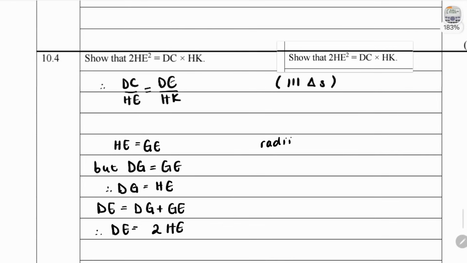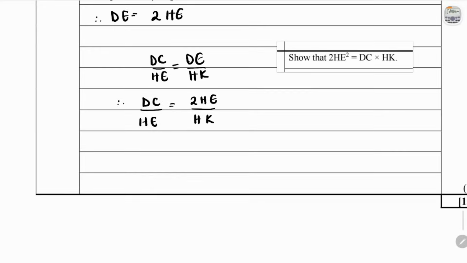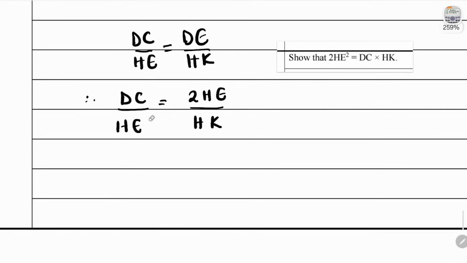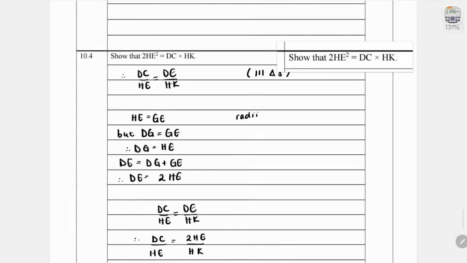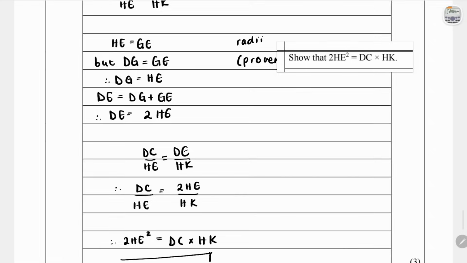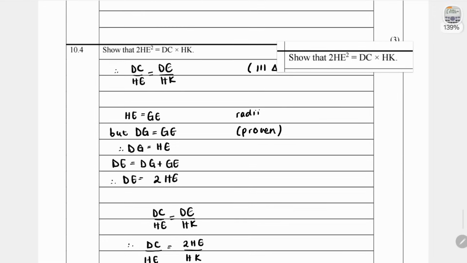And now just to put it in their formats, you see that they got this to be on its own. So let's go ahead and cross multiply first. If we cross multiply, then this is HE times 2HE. So 2HE squared is equal to DC multiplied by HK, just like they have it. Okay, so that is our answer. Okay, and there we go. So that is our answer.